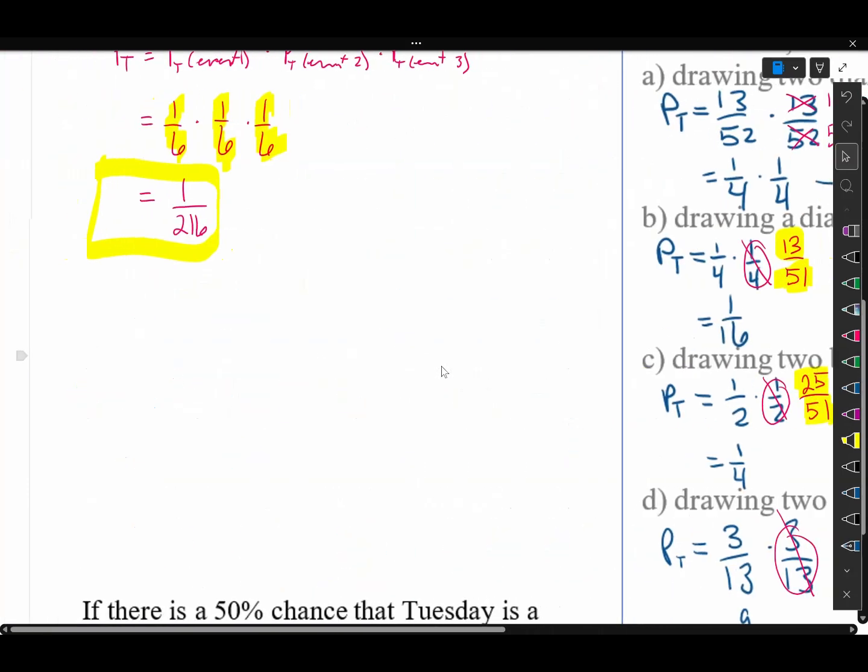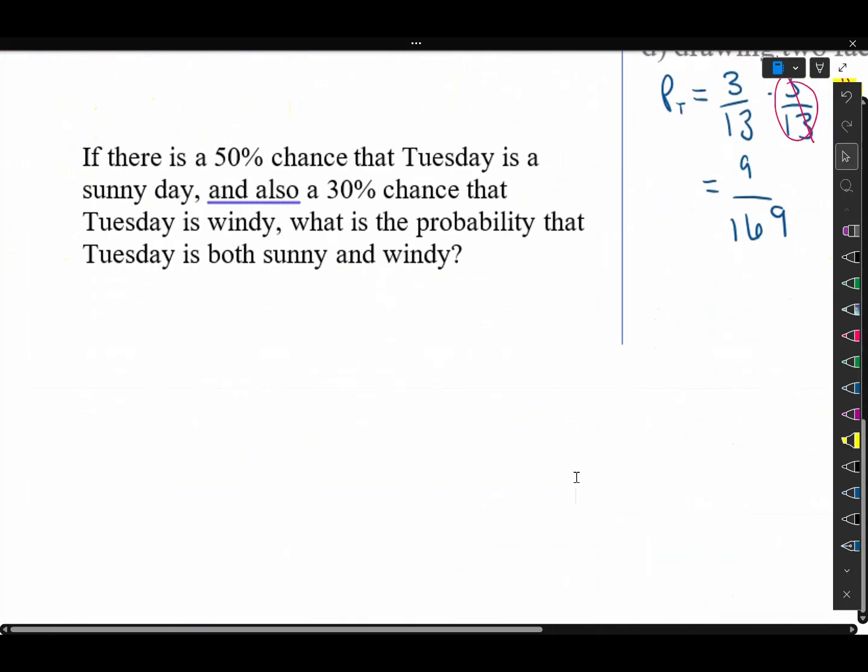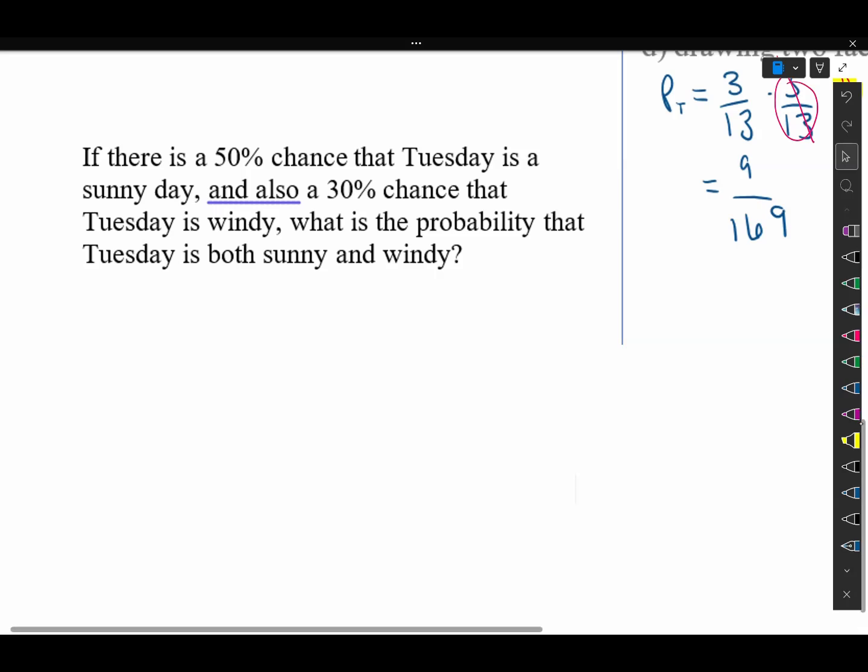Lastly, we have one more problem that I want to go through. If there is a 50% chance that Tuesday is a sunny day and also a 30% chance that Tuesday is windy, what is the probability that Tuesday is both sunny and windy? Okay, so we have our 50% and our 30%. We know now that the probability of 2 events happening comes from multiplying the 2 individual probabilities together.